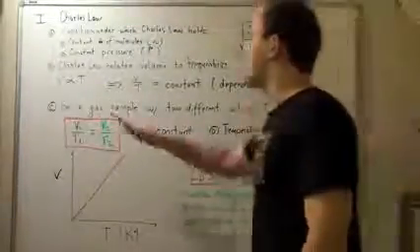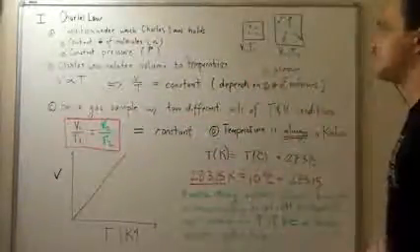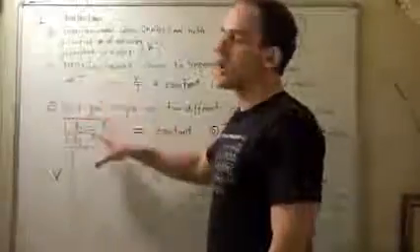So once again, for a gas sample with two different sets of T's and V's for two different conditions, this is our law. This is our Charles' Law.